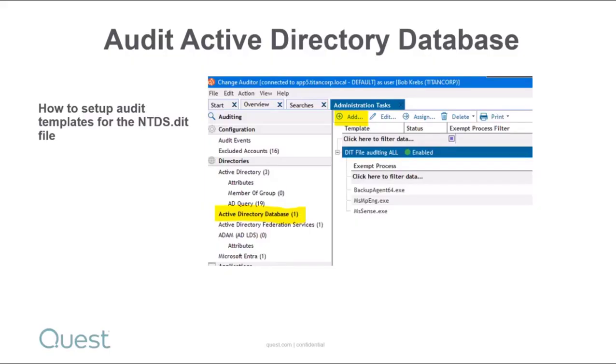So the first thing we need to do is set up auditing around the DIT file. So simple as this, we open up our administrative task within Change Auditor. We choose the Active Directory database, and then we simply click Add. And as you can see on this screen, it's actually DIT file auditing, and then it shows some processes that are being exempted from being monitored so that we don't get a lot of noise and so forth.